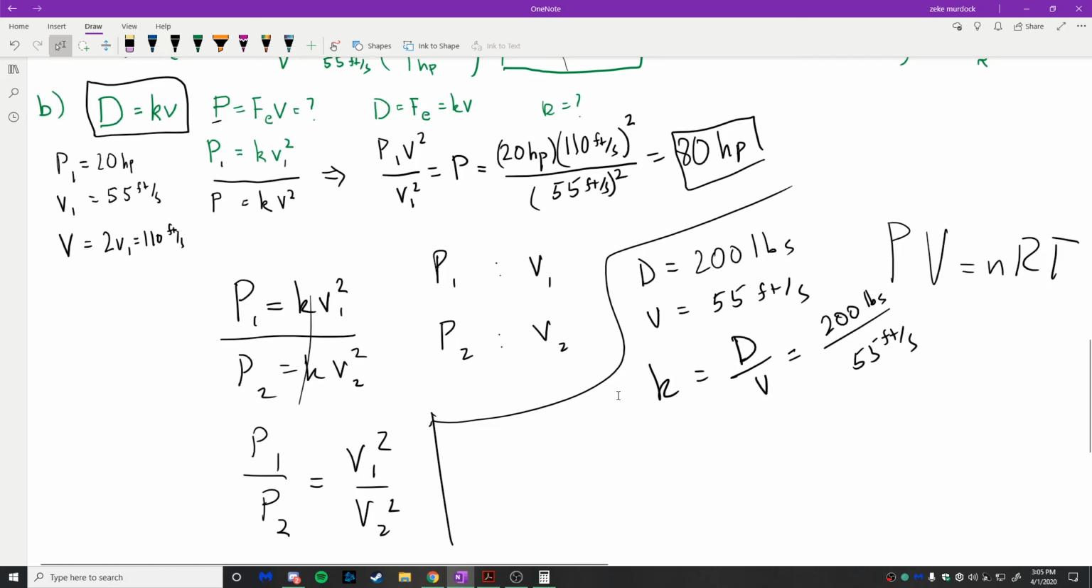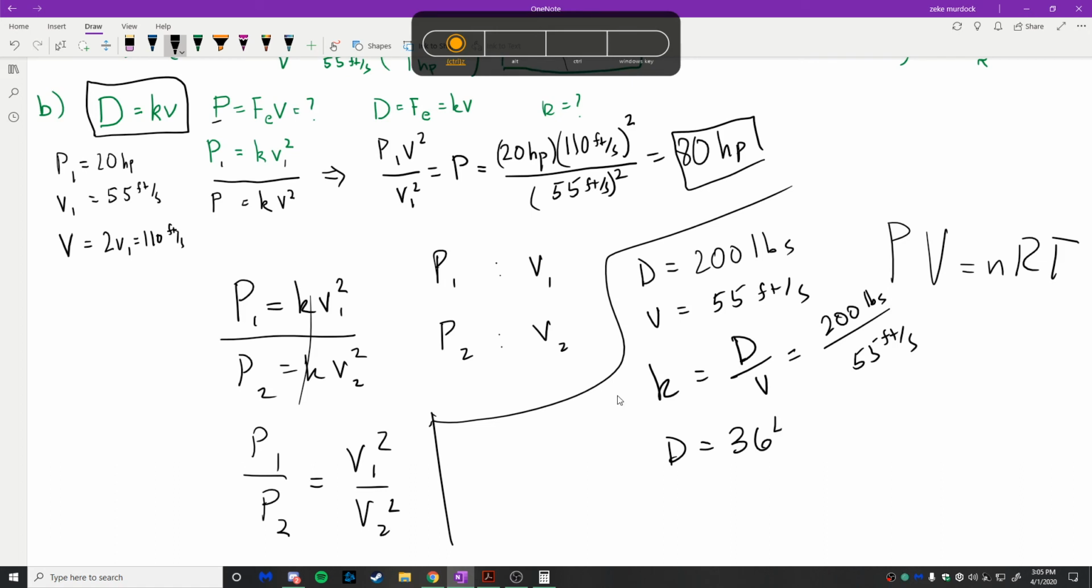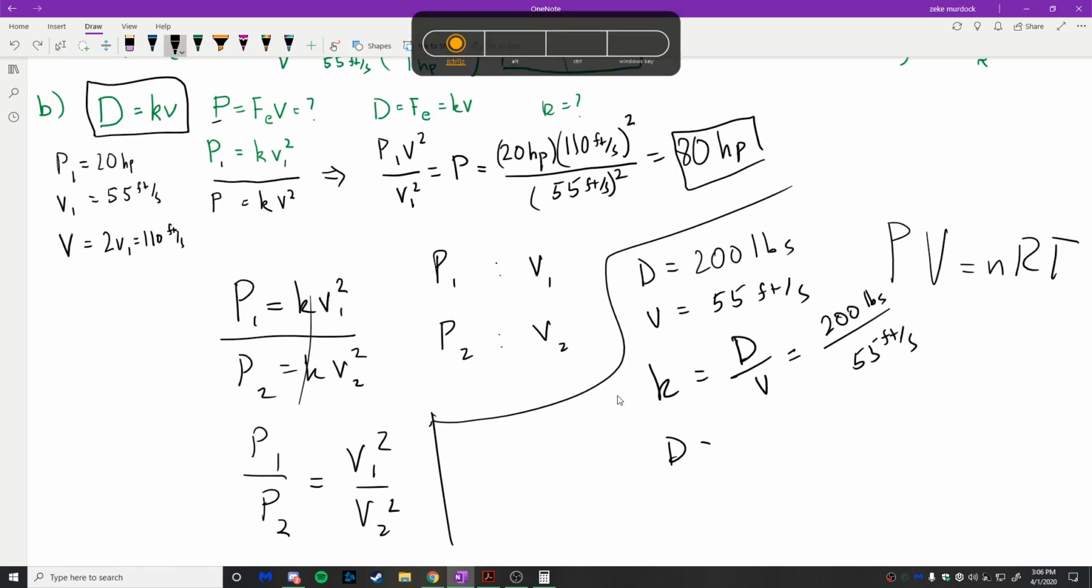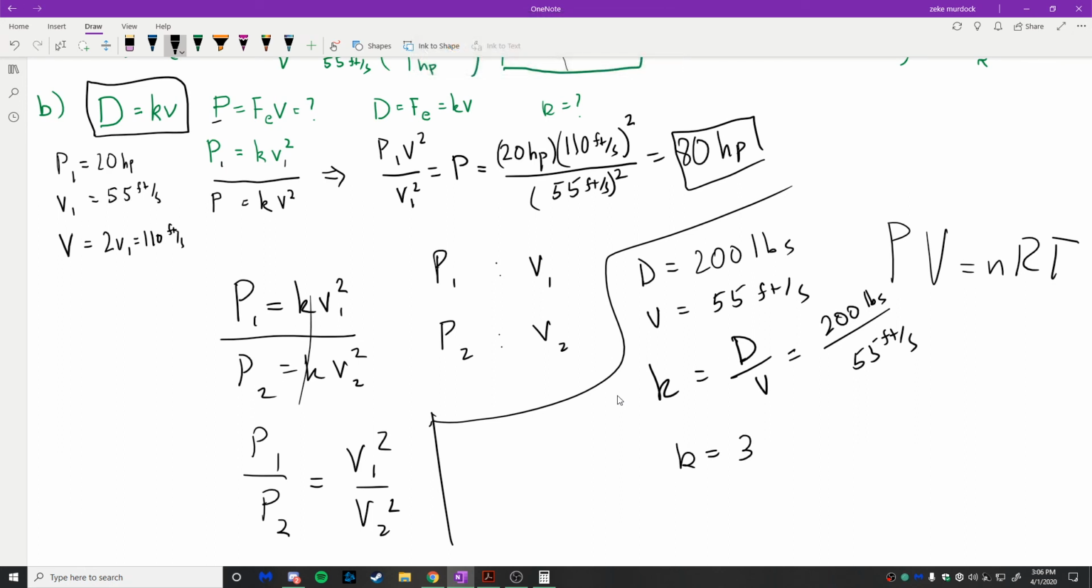So that is 200 divided by 55. This is 3.64. This is often referred to as the drag coefficient, and the coefficient's actually going to have units here. K ends up being equal to 3.64, and you can see the units from here. That's going to be pounds divided by feet per second.